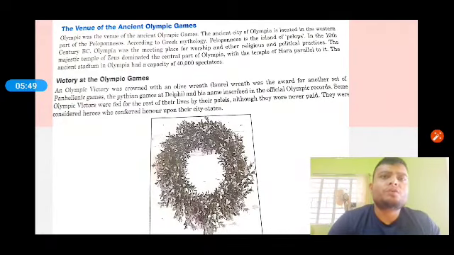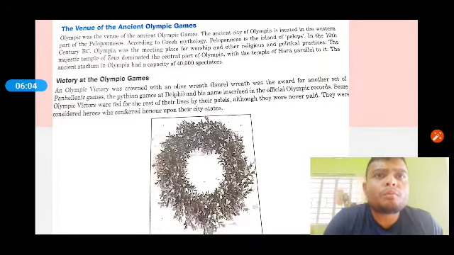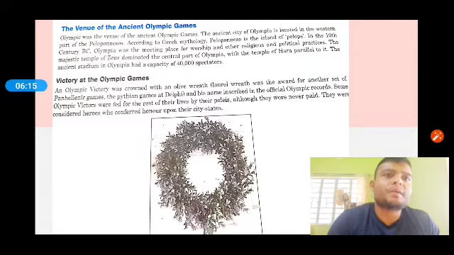Now, the venue of the ancient Olympic Games. Olympia was the venue, the place, the ancient city of Olympia, which was situated in the western part of Peloponnesus. According to Greek mythology, Peloponnese is the island of Pelops. In the 10th century, Olympia was the meeting place for worship, other religious and political practices. So it was a city of worship, and it was a city of sports.